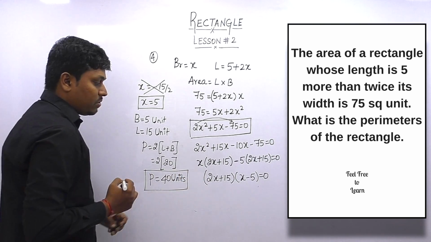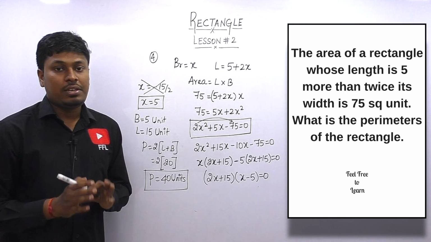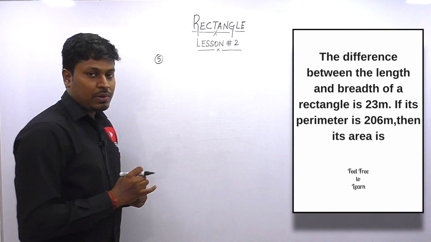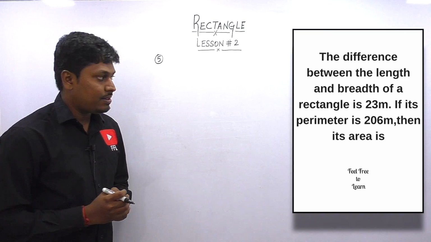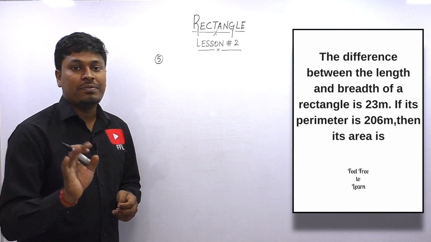So finally for the fourth question, we found the answer, that is the perimeter of the rectangle is 40 units. Question number 5. The difference between the length and the breadth of a rectangle is 23 meter. If the perimeter is 206 meter, then what is the area of the rectangle?